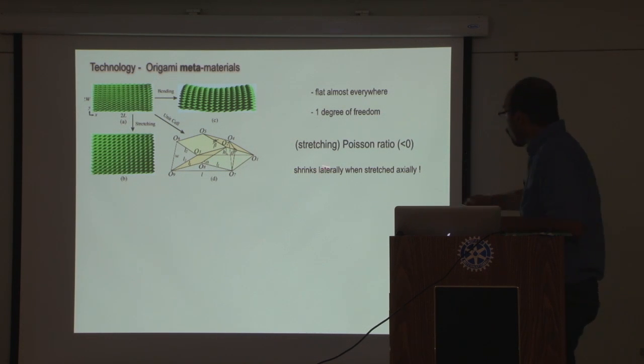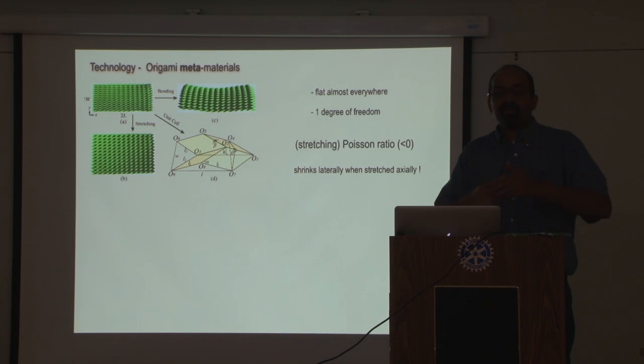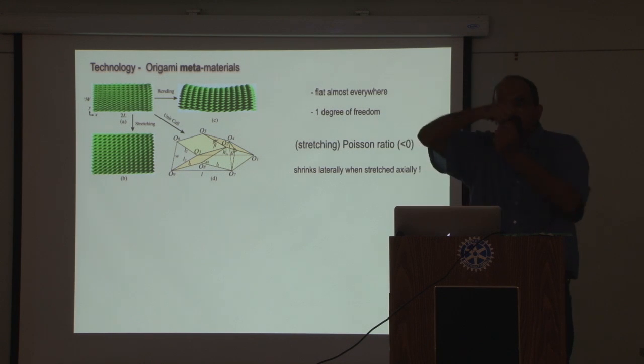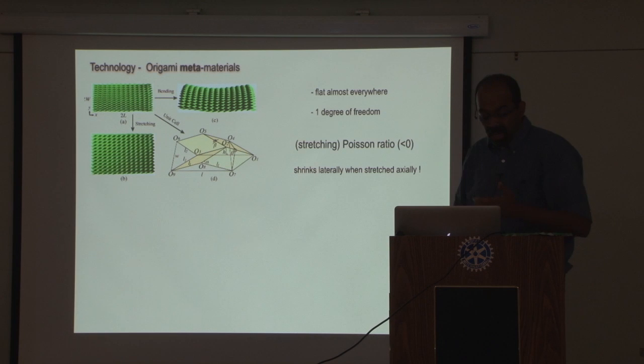So a normal material would shrink laterally when I stretch it, and this origami object, when I stretch it in one direction, also stretches in the other. So that should be stretches rather than shrinks. Now it's also equally funny when I essentially try to bend it.